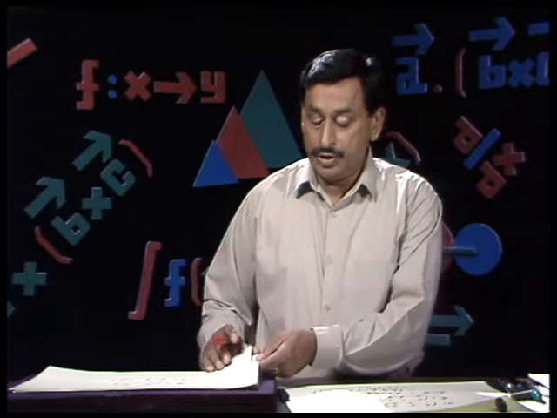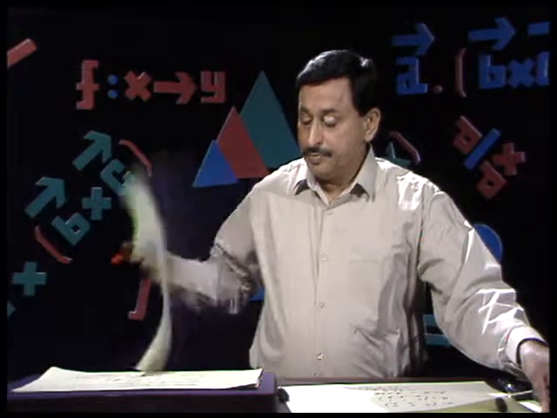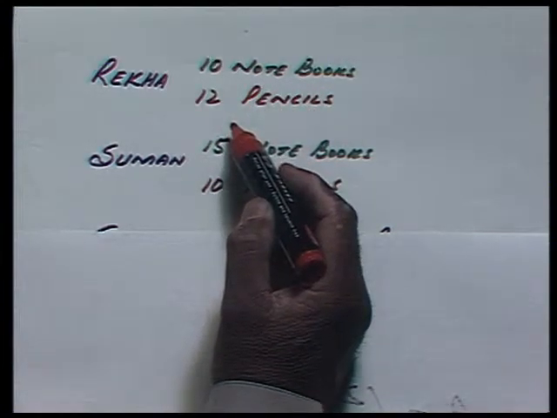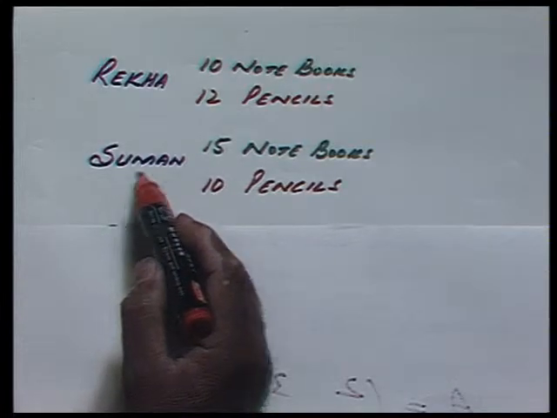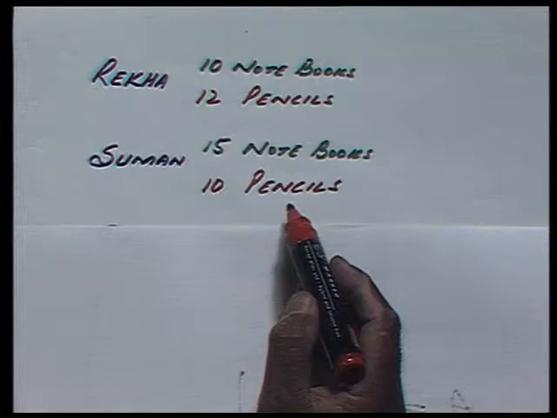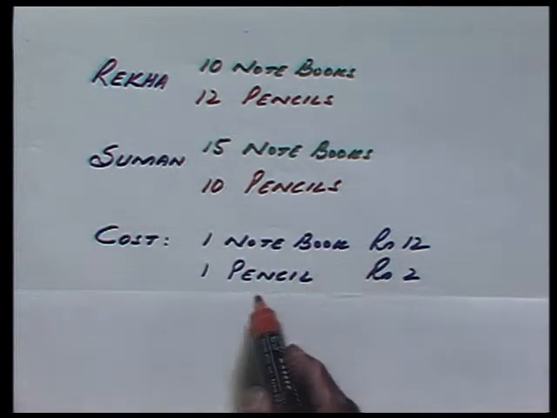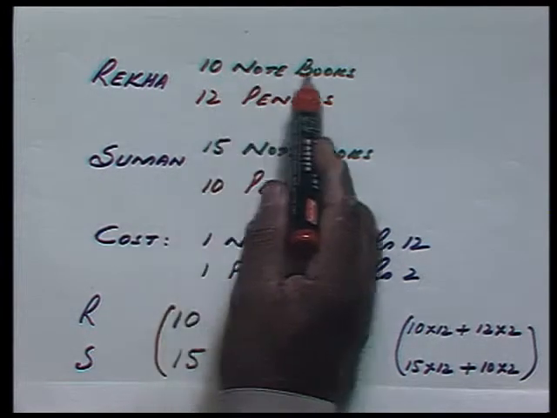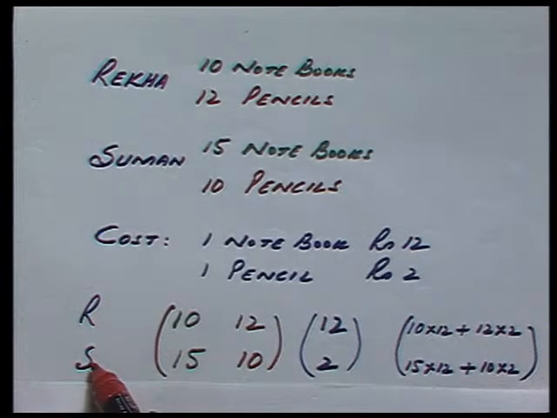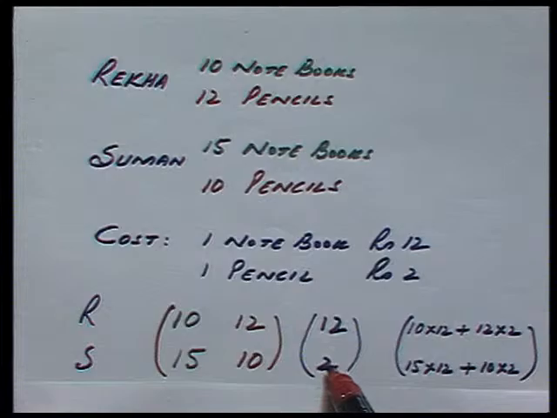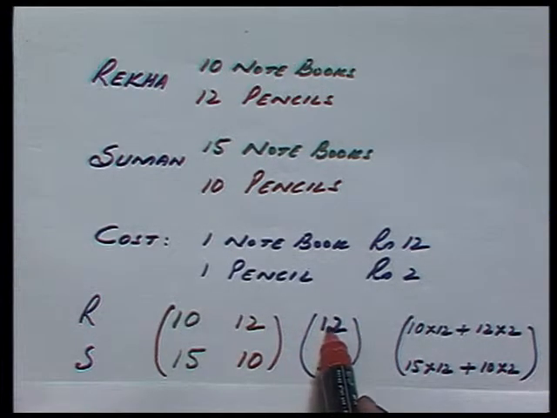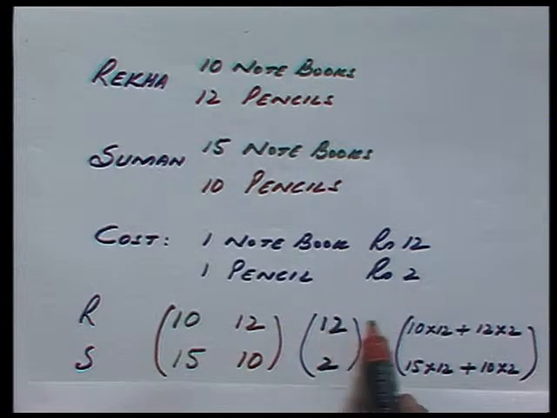Having talked about these, we straightaway introduce you to the next concept, that is, multiplying matrices. For that, we take a situation. We consider Rekha trying to buy 10 notebooks and 12 pencils. Another friend of hers, Suman, is trying to buy 15 notebooks and 10 pencils. Cost of one notebook is 12 rupees, one pencil is 2 rupees. We write this in the form: 10, 12, Rekha wants to buy 10 notebooks and 12 pencils. Suman wants to buy 15 notebooks and 10 pencils. Cost 12 and 2. How much money will Rekha spend on this?